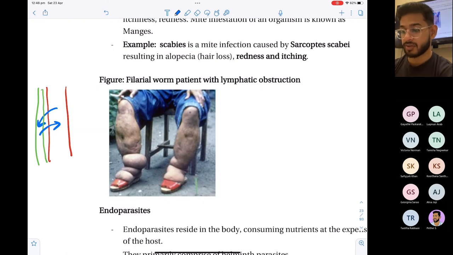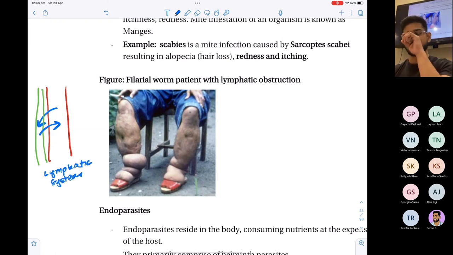Could you repeat that, Gayathri? Yeah, is it lymphatic system? Very good, the lymphatic system. A lot of people don't know. I didn't even know what the lymphatic system was until year 12. I didn't even know the whole body system, whose function, on top of many other things, is to return fluid from your tissues into your blood.